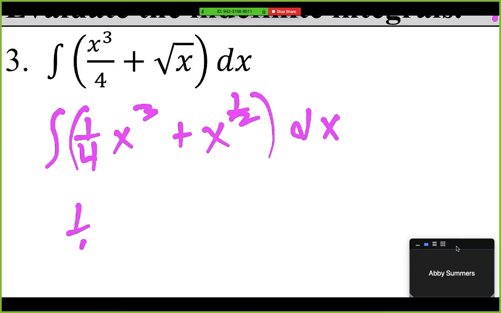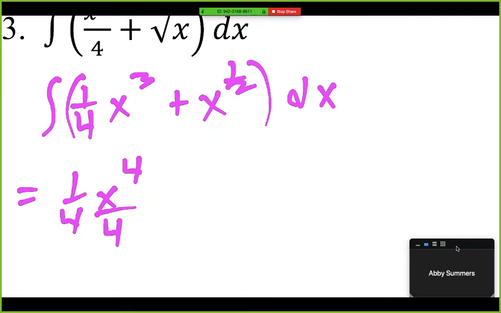So we're going to have 1/4. So this is going to be equal to 1/4 x to the 4th over 4. So watch out. I'm going to show you some things that are cool about this particular problem. It's to make you watch. The rule is add 1 to the power and divide by it. There was a 1/4 involved as a constant beforehand. They're separate.